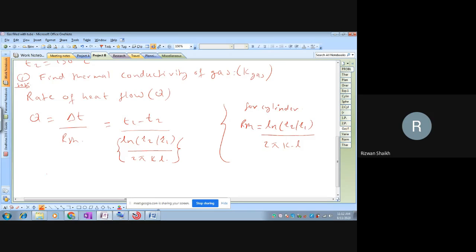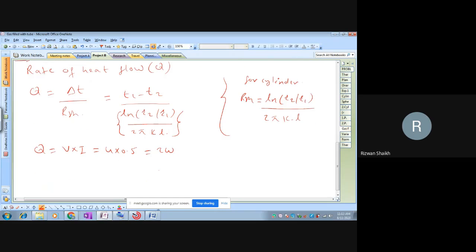I can apply the values here because Q is unknown but voltage and current are given. So Q is equal to V into I. So this will give me 4 into 0.5. The value is 2 watt. The amount of heat flow is 2 watt. And then I can apply the above equation. 2 is equal to 175 minus 150 divided by ln of R2 by R1.